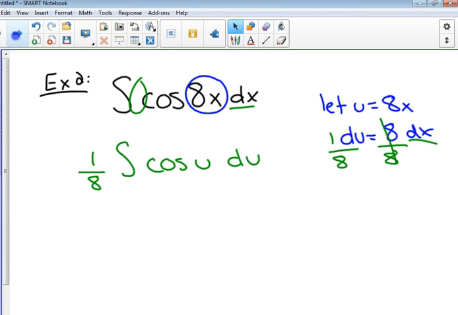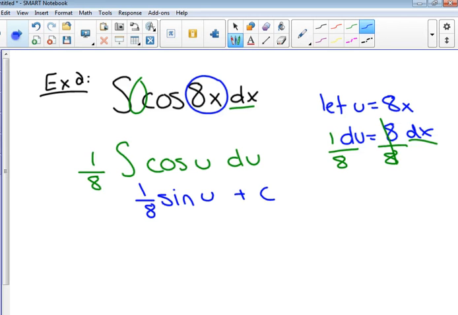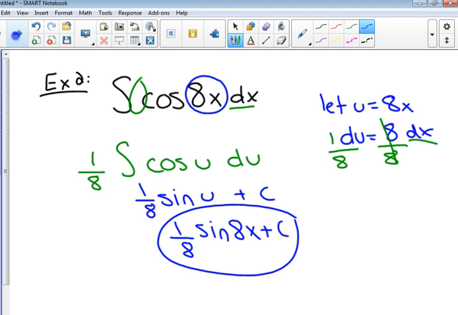All right, let's look on our sheet. What's the integration of cosine? Sine. So we have sine u, and then we're going to multiply by 1/8. So 1/8 sine u plus c, and make sure in the last step you put your u back in. So 1/8 sine 8x plus c. That's it.